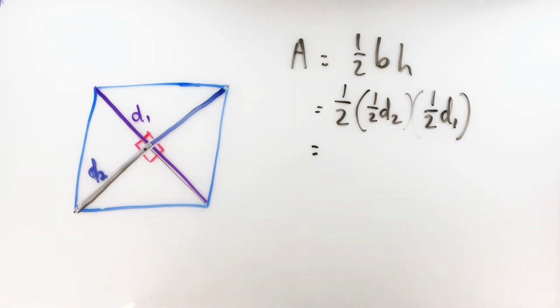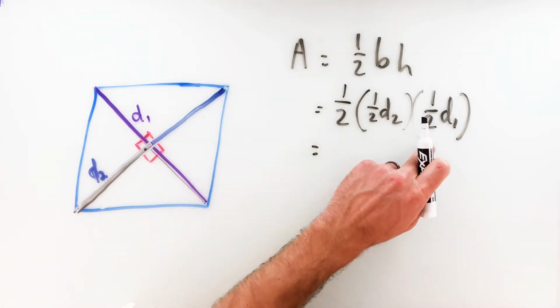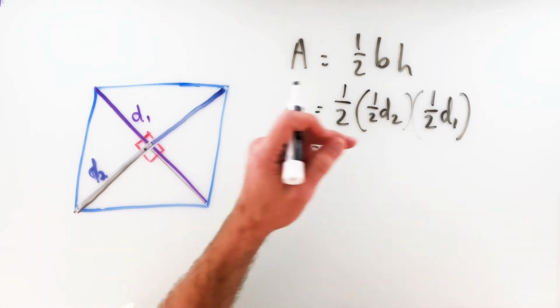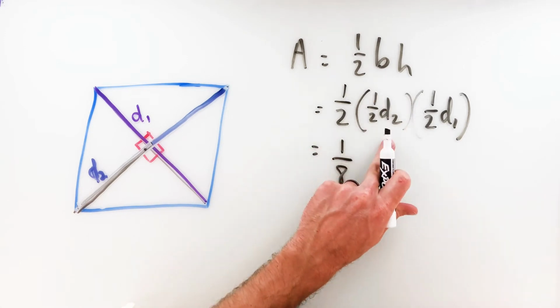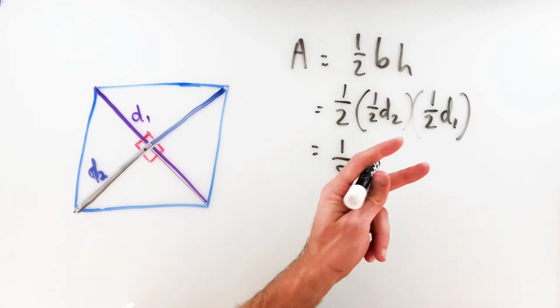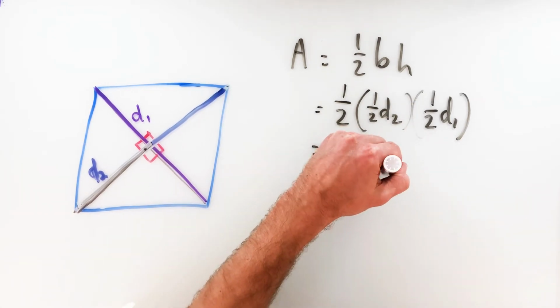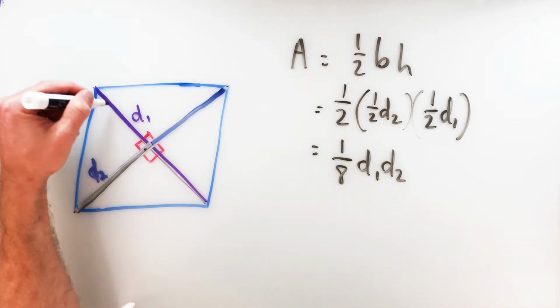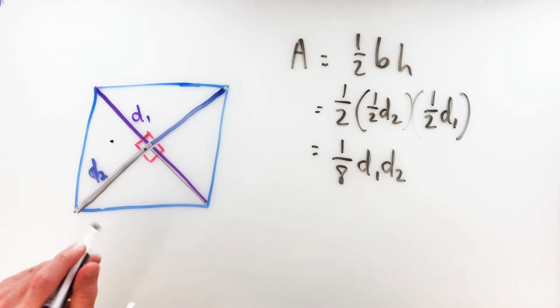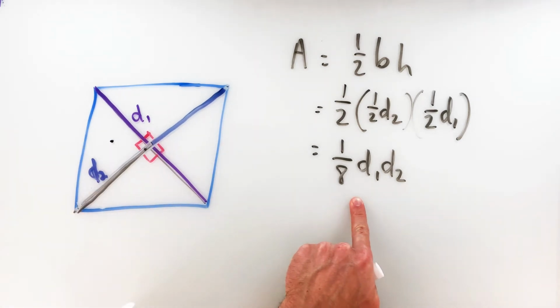If I simplify this a little bit, I've got a half times a half times a half. So 2 times 2 times 2, this is really 1/8. And then diagonal 1, diagonal 2. I'm just going to rearrange the order here, it doesn't really matter. So the area of this one triangle right here would be 1/8 diagonal 1 times diagonal 2.